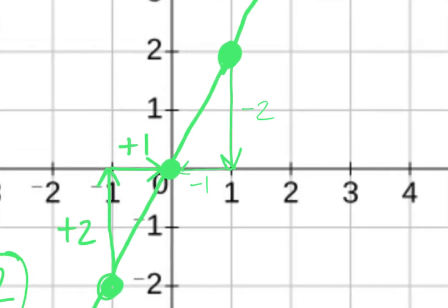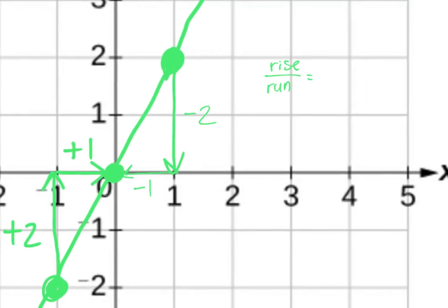Do you guys agree? Mm-hmm. So we're going to put our rise over our run. What was our rise? -2. What was our run? Oops, -1, right? What's -2 divided by -1? Gio? 2. Do we see how we got the same slope?